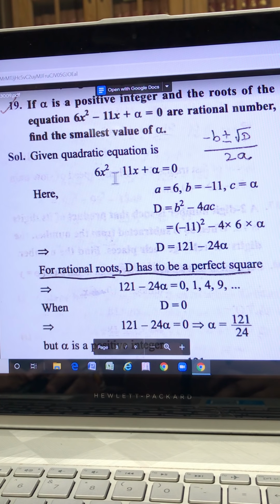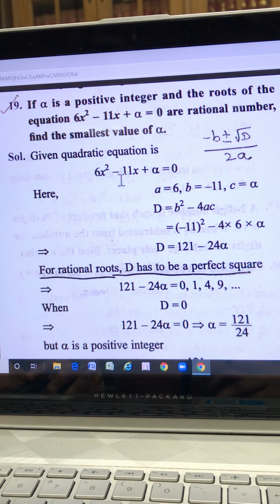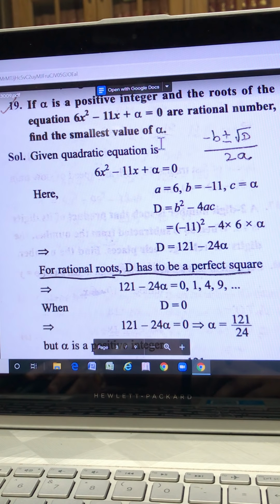You are given the quadratic equation. Here a is 6, b is minus 11 and c is alpha. The constant here is alpha, and we have to find the value of alpha. The question says find the smallest value of alpha.